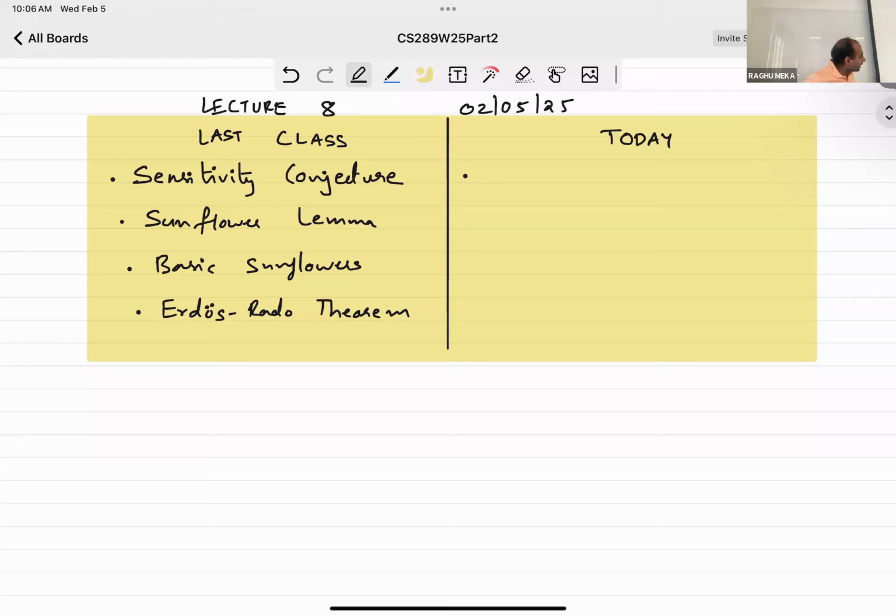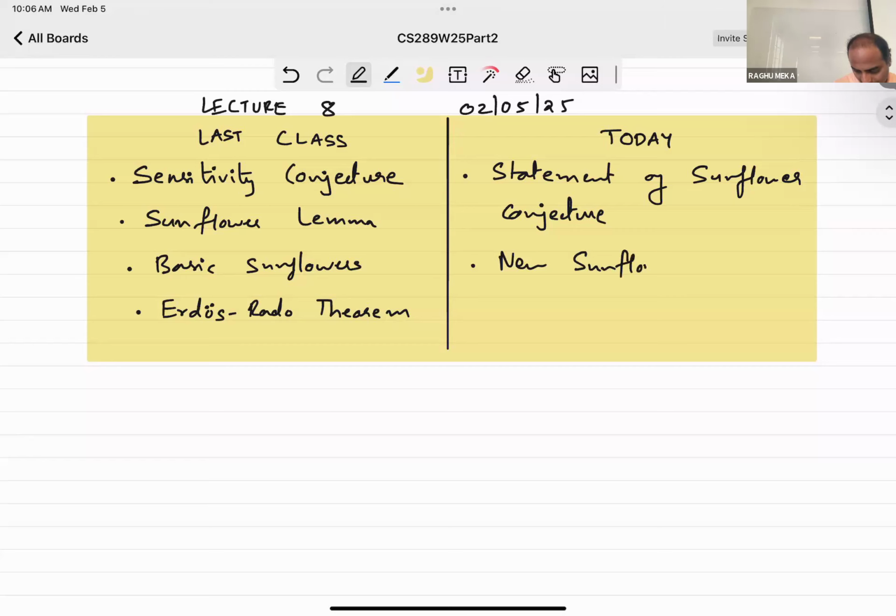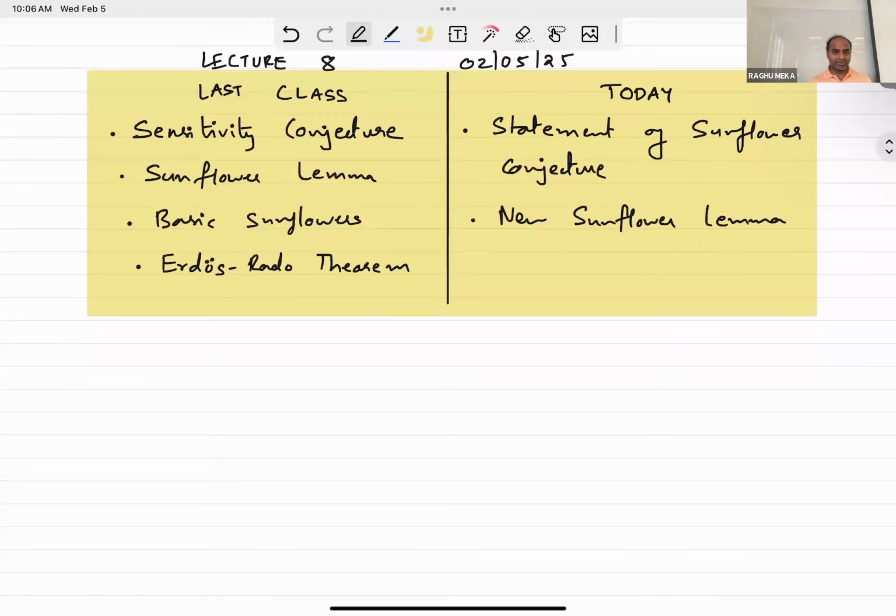We sort of rushed at the very end, but that's the simplest way to look at it. If you just wanted to prove that theorem, that's what you would do. But now I also want to kind of generalize it a little bit. So we'll do another, slightly different version of the same proof. And so: the statement of the sunflower conjecture and where we are headed, and the new sunflower lemma proof. Okay, so that's the goal for today.